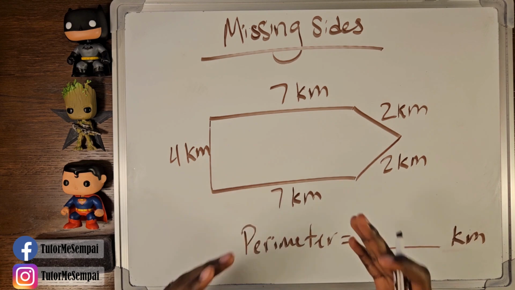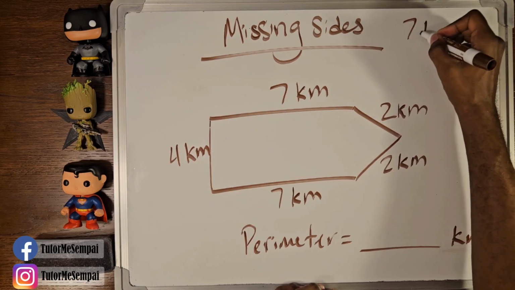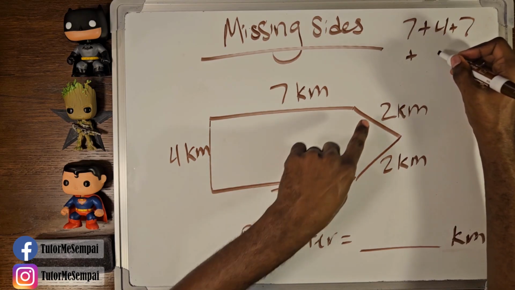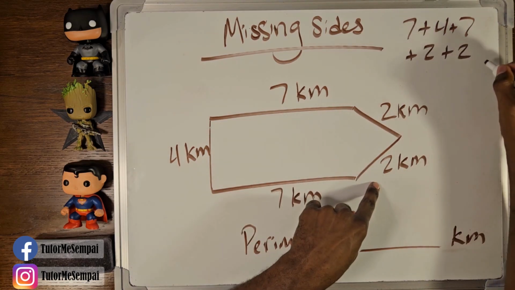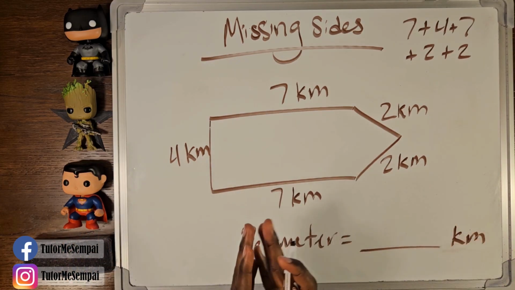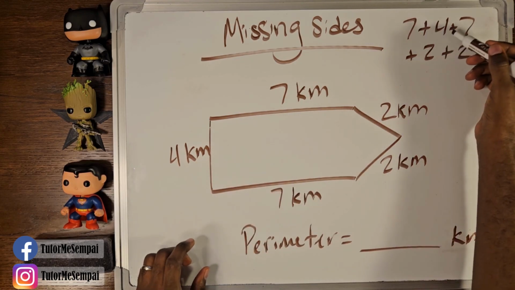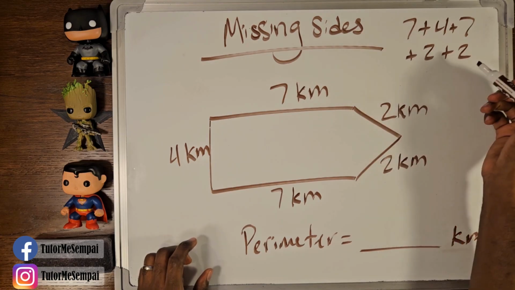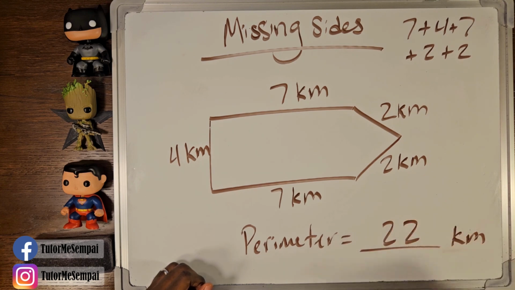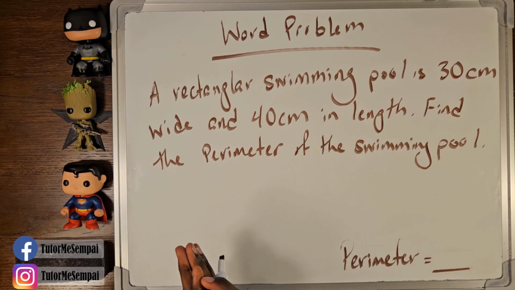Now that we have our unit, what is going to be our actual number for the perimeter? Well, you're going to have 7 plus 4 plus 7 plus 2 plus 2. We're going to add up all of the sides. Remember, that's all you have to do for the perimeter when you have all your sides being straight for your shape. So 7 plus 4 plus 7 plus 2 plus 2 is going to be what? Well, this is going to be 22 kilometers.